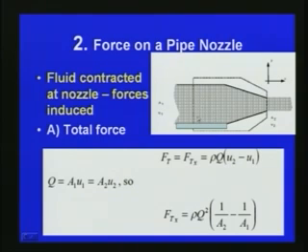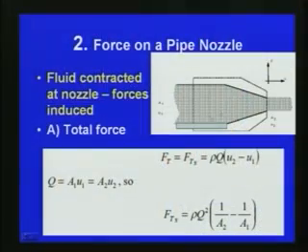The velocity of entry is u 1 and the velocity of exit is u 2, and the area of cross section at the entrance is A 1 and the area of cross section at the exit is A 2. The control volume considered is shown in this slide. With respect to the nozzle, the fluid is contracted at the nozzle and forces are induced upon the pipe where the nozzle is connected. First we will consider the total force.